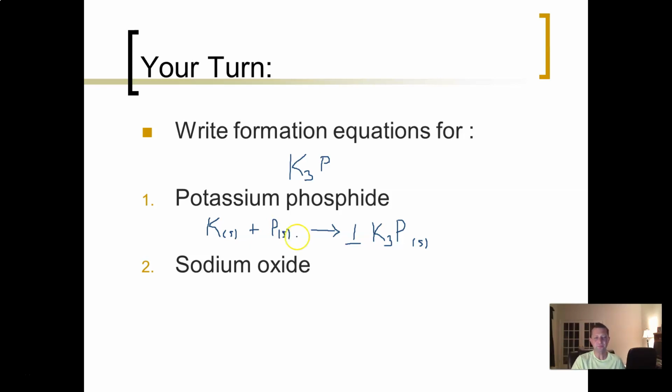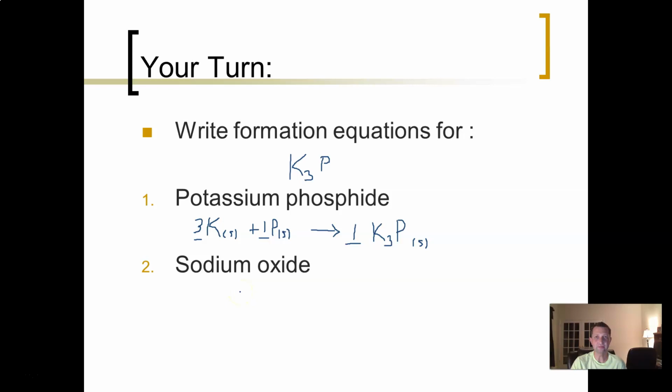99.9% sure it is. It's not diatomic. Okay? So, you have K solid plus P solid yields K3P. Let's balance it. You need to put a 3 in front of potassium. Okay, and phosphorus is balanced. There you go. 3K plus P yields K3P. Easy.